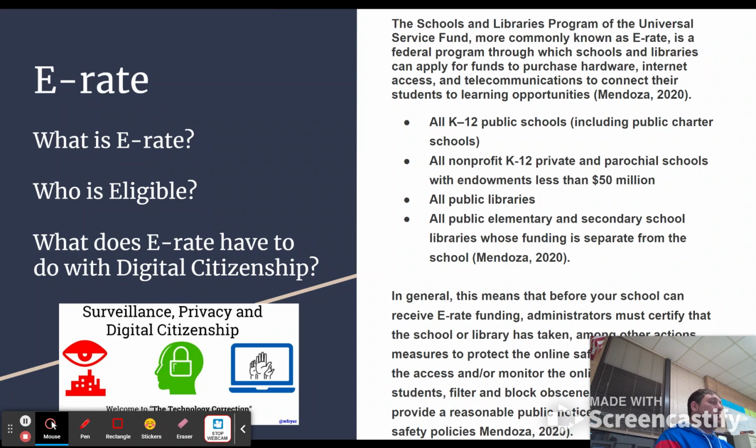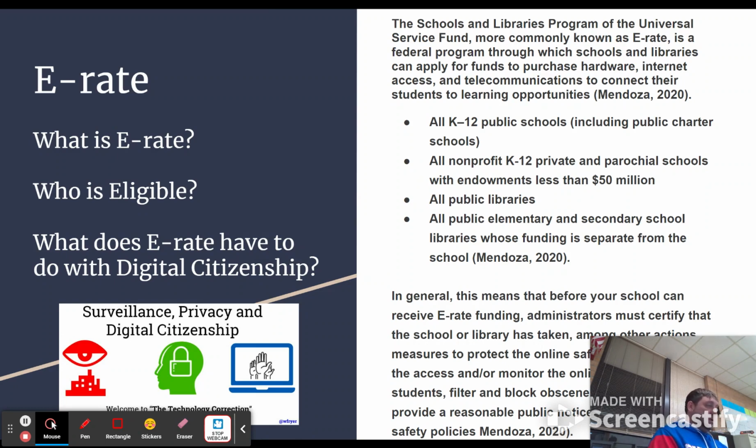What is E-rate? It's the Schools and Librarians Program of the Universal Service Fund, more commonly known as E-rate, is a federal program through which schools and libraries can apply for funds to purchase hardware, internet access, and telecommunications to connect their students to their learning opportunities. And again, with books kind of going by the wayside with technology, I think this is a great way to get your school funded, and I think this is very important as a principal to understand where you can get these funds.